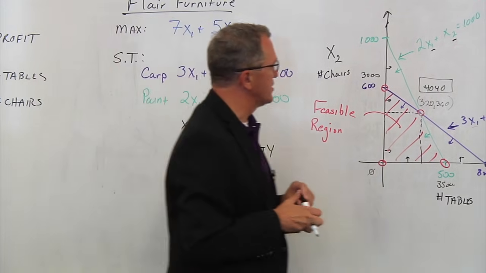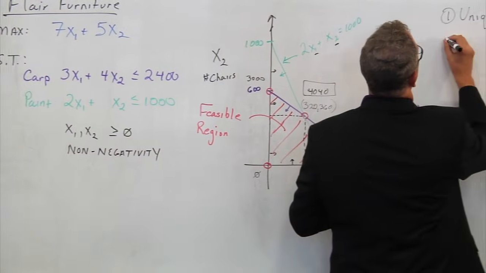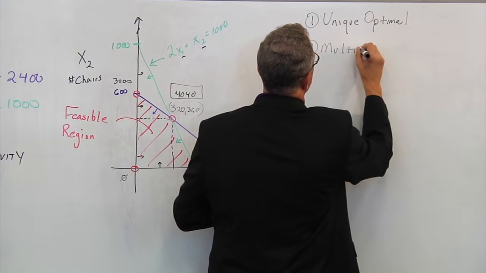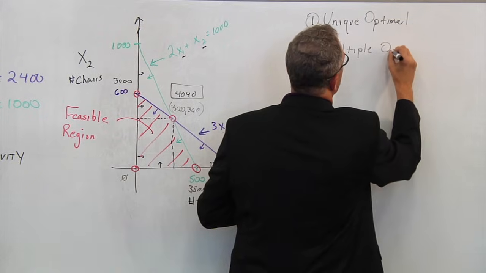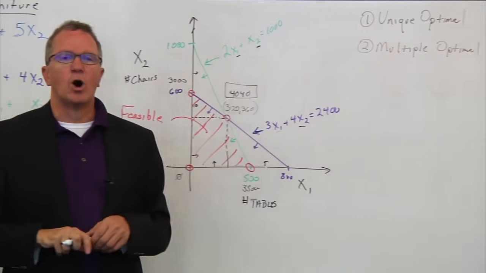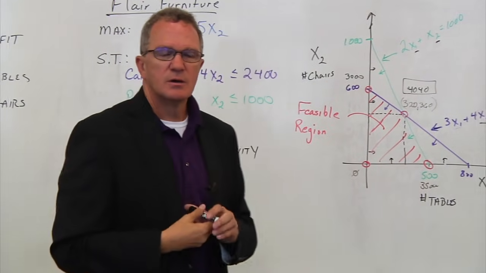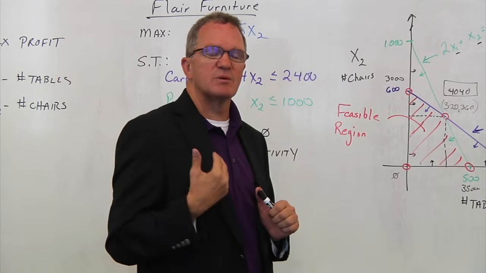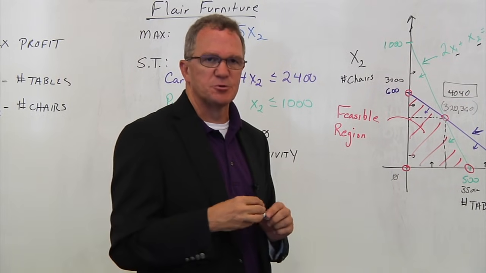The second one I want to talk about is multiple optimal. It's possible that more than one combination of your decision variable values will give you the same maximum or minimum optimal solution.